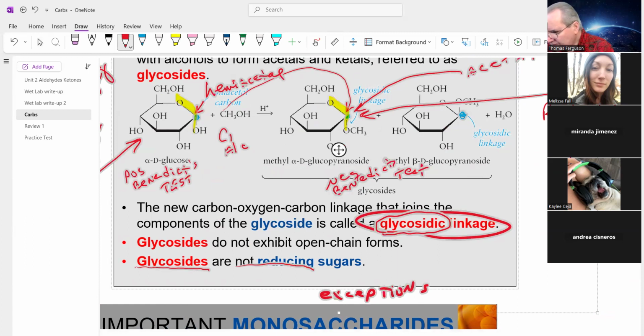Okay, it says glycosides are not reducing sugars. They are reducing sugars if the right-handmost sugar is a hemiacetal.